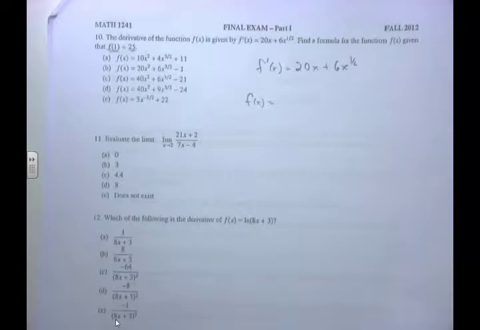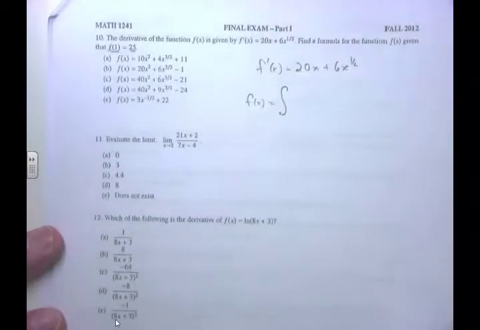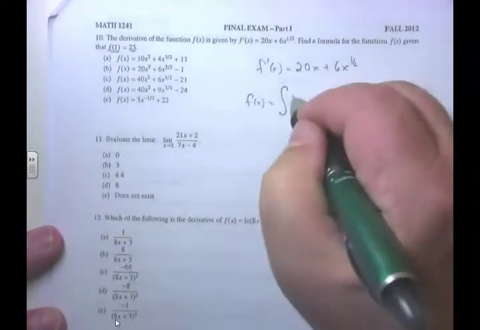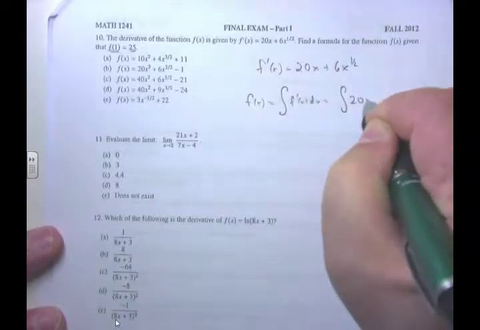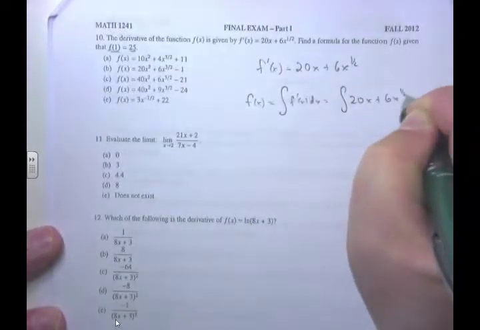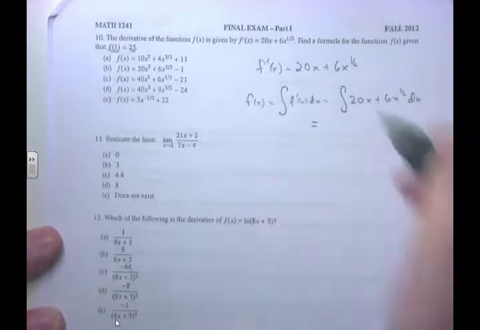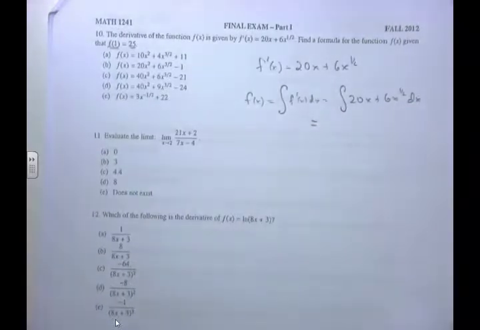What do you call this? If they give me the derivative, I want the original function back again. Antiderivative or integral. You're going to integrate this derivative. So you're going to integrate 20x plus 6x to the 1/2 dx. Again, take your time. Switch gears. This is the antiderivative or integral rules.